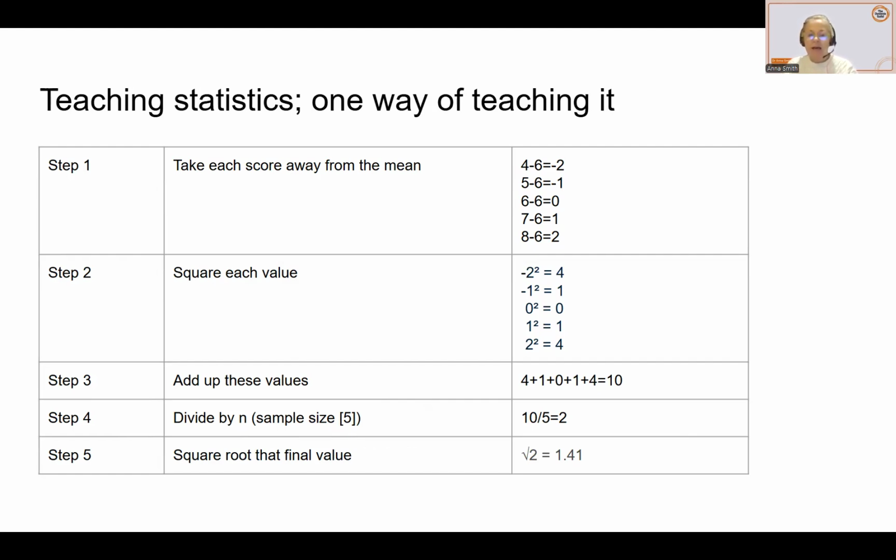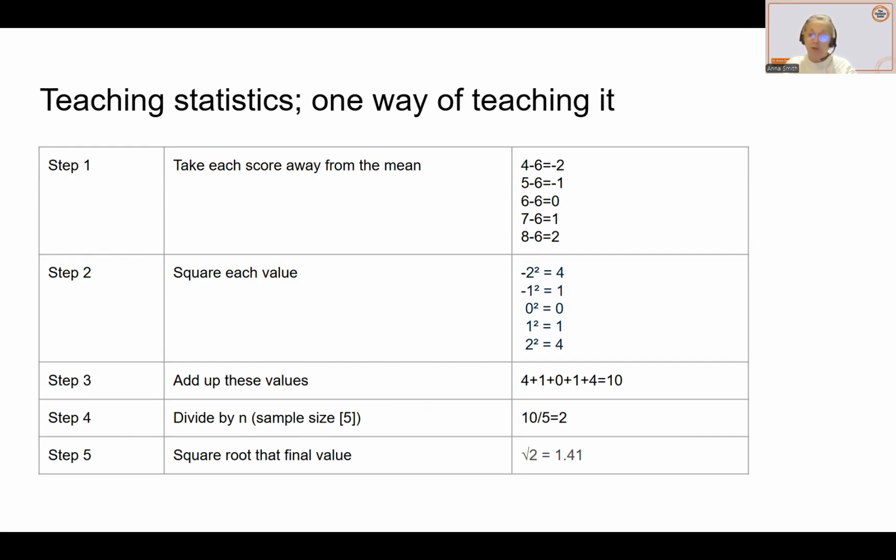Step three, add up all the values. Okay, I'll do that. That's step three. 4 plus 1 plus 0 plus 1 plus 4, that's 10. All right. Step four, divide by n. That's my sample size. I've got 5 scores. So it's 10 now, divided by 5 equals 2.